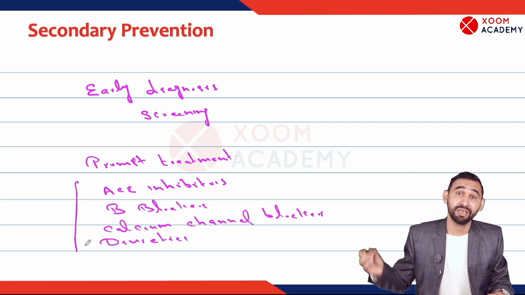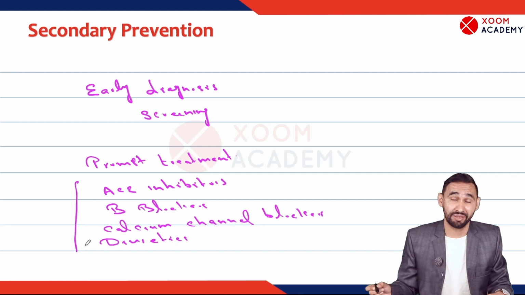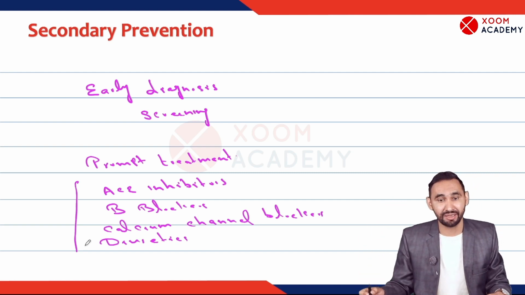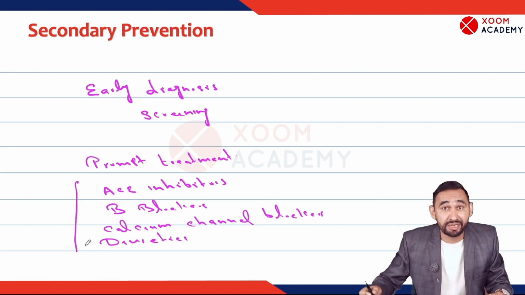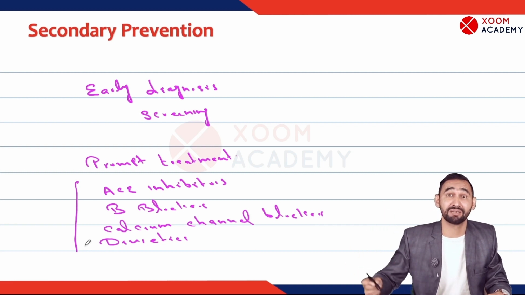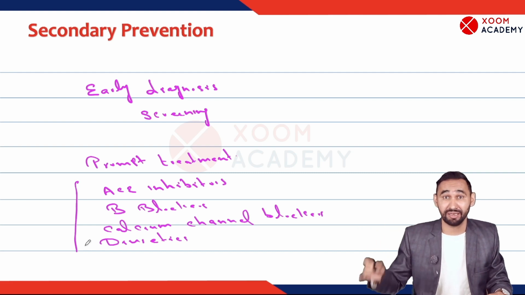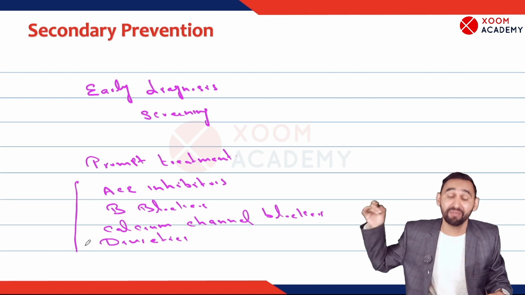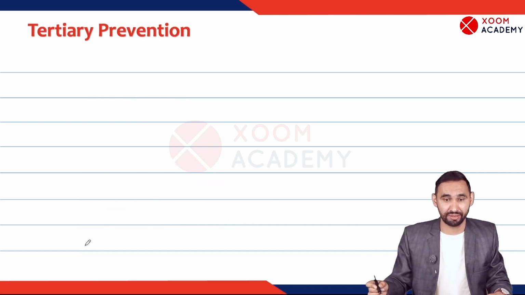Plus, we need to do primary prevention with secondary prevention. We need to modify lifestyle. If a person is diagnosed with hypertension, that's fine, but we need to treat, we need to prevent. Both measures, primary prevention and secondary prevention, should run parallel. Lifestyle modification is important. Salt reduction is important. Healthy life is important. Healthy diet is important.